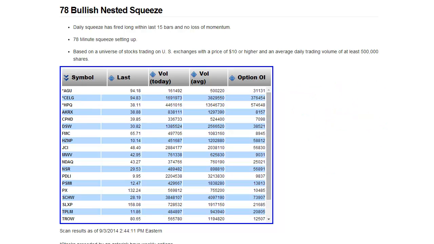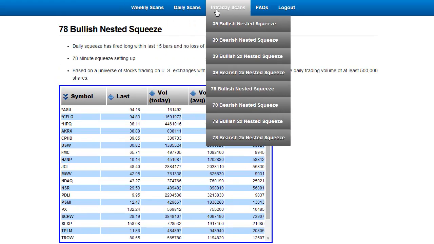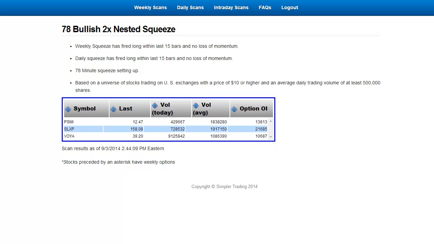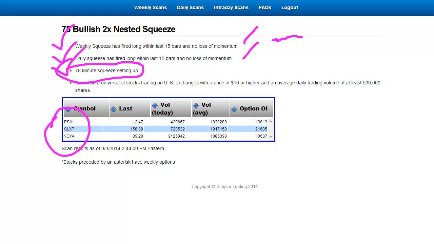Okay, so different things that we can look at here. Let me bring this down. These are some of the ones. If we look under intraday scans, we can do the 78-minute chart, 2 times nested squeeze. Okay, so what does that mean? Let's click on that. This is something that I think is one of the most powerful setups out there, but it's hard to find. The weekly squeeze has fired long within the last 15 bars with no loss of momentum. The daily squeeze has fired long within the last 15 bars with no loss of momentum. And the 78-minute squeeze is setting up, meaning you have a powerful uptrend, and within that it's just catching its breath. Boom. We're seeing that on the 78-minute chart. There are only 3 stocks in this entire universe that have that. And I think one of these was a buyout candidate. So that's kind of cool.